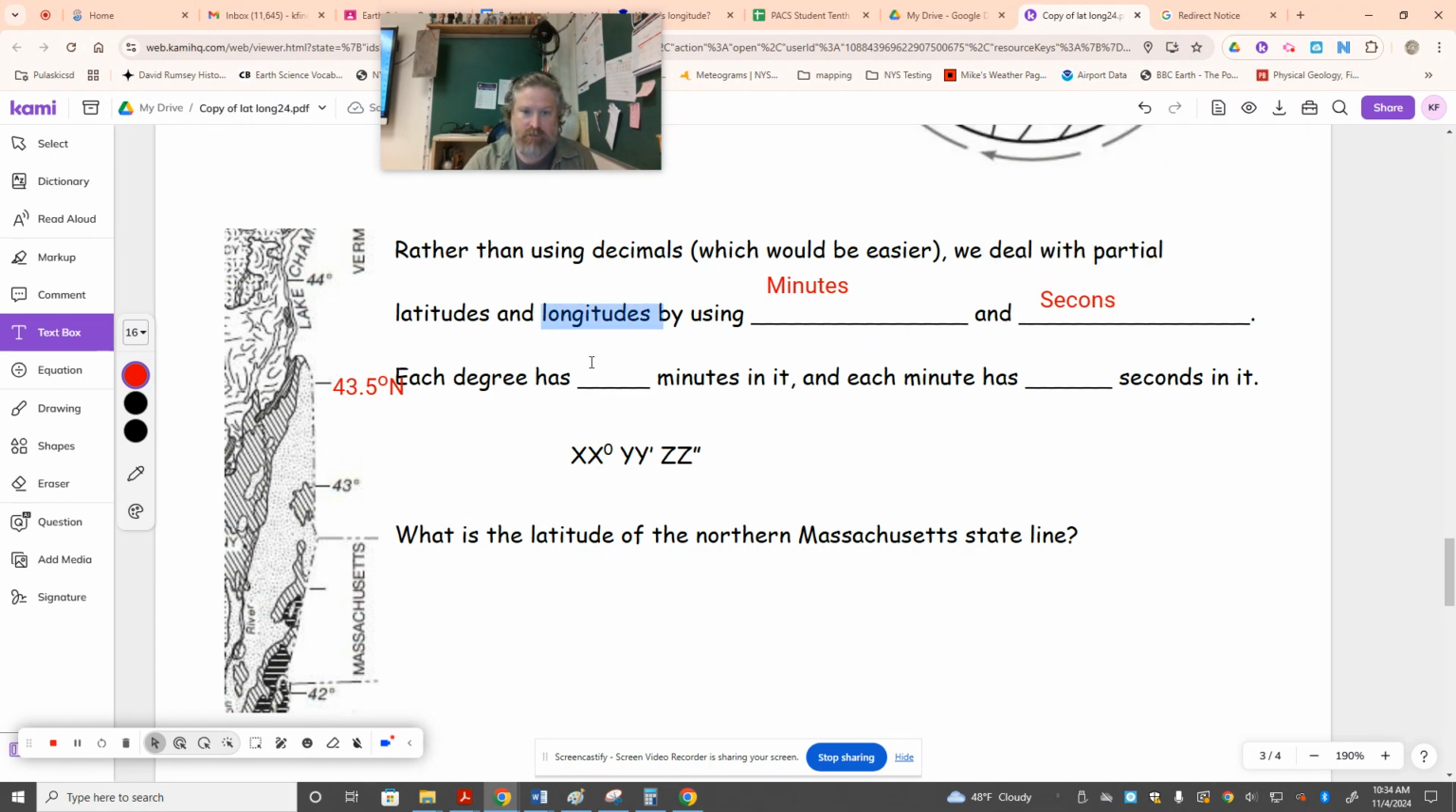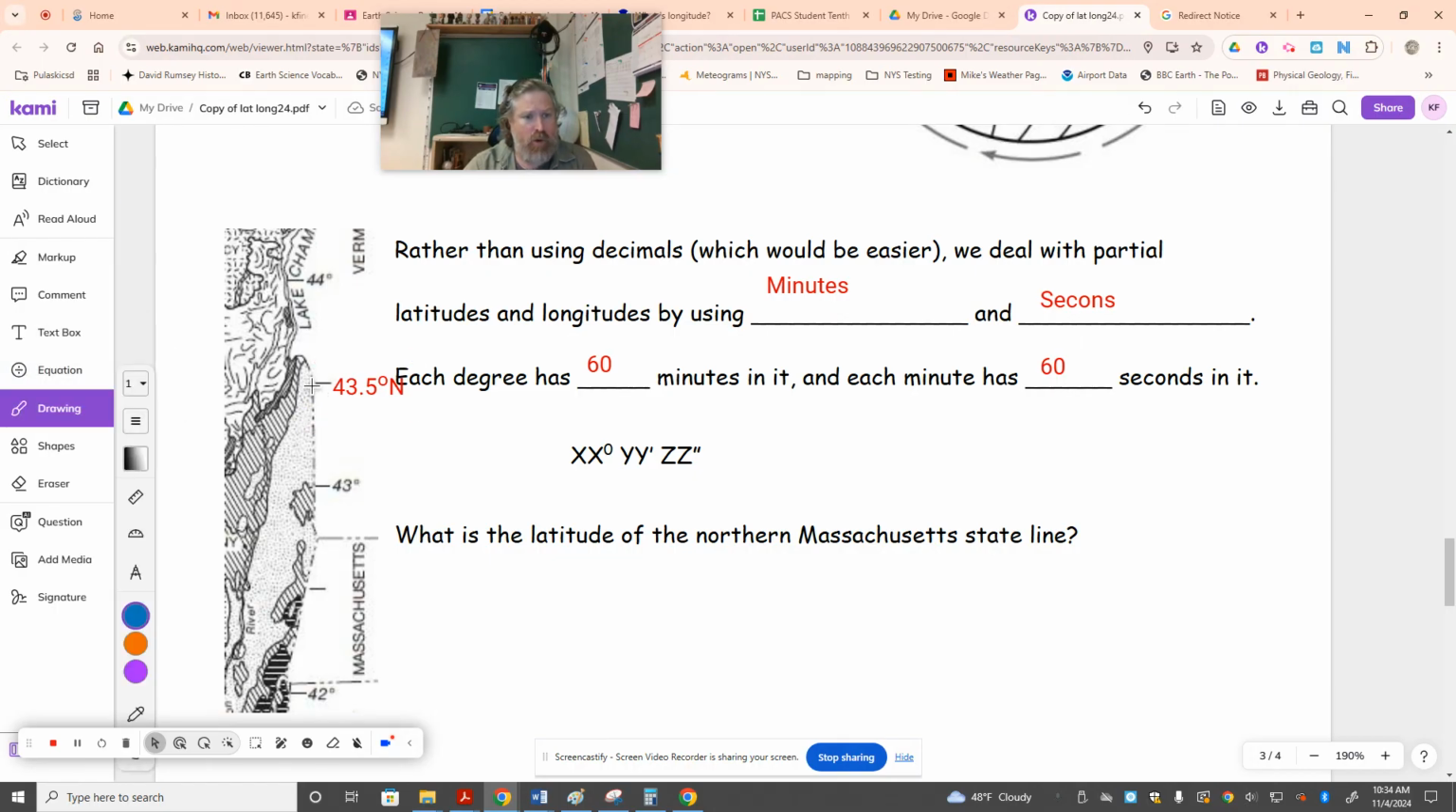We got to break them down into minutes and seconds. Each degree has 60 minutes, so you lose the decimal system. You got to go by 60s again. And then each minute has 60 seconds. Again, we're not likely going to deal with that this year unless you go really close on a topo map. So what would I really have to call that line right there?